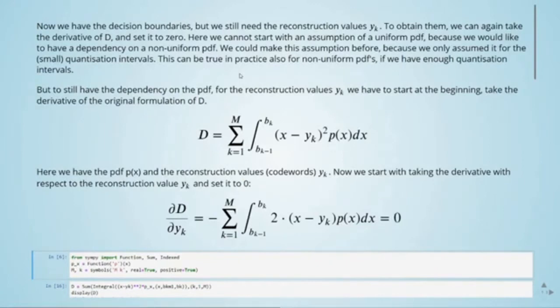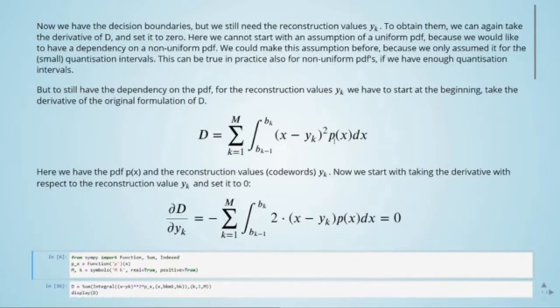To obtain them, we can again take the derivative of d and set it to 0. But there is one problem. This time we cannot make the assumption that the probability function is constant, because now we would like to have a dependency on a non-uniform PDF. We could make this assumption before because we only assumed it for the small quantization intervals. This can be true in practice also for non-uniform PDF if we have enough quantization intervals.